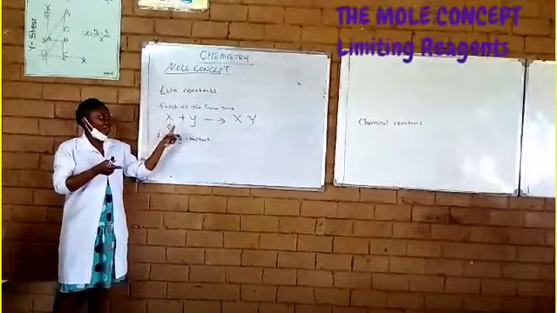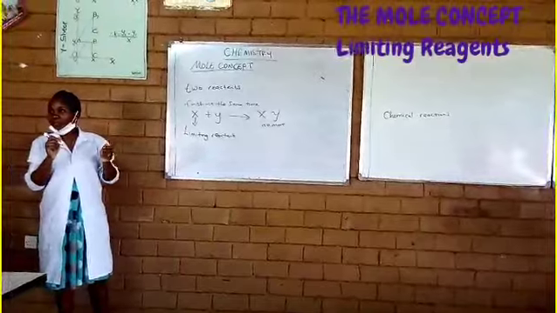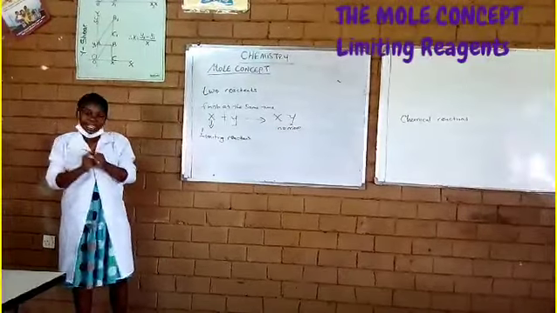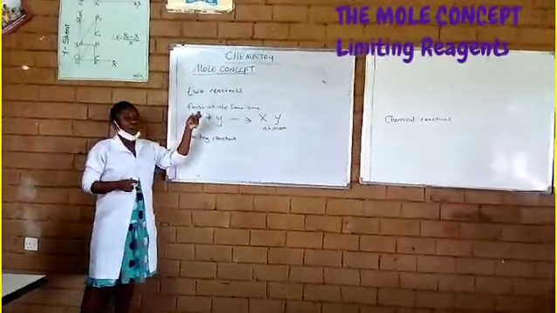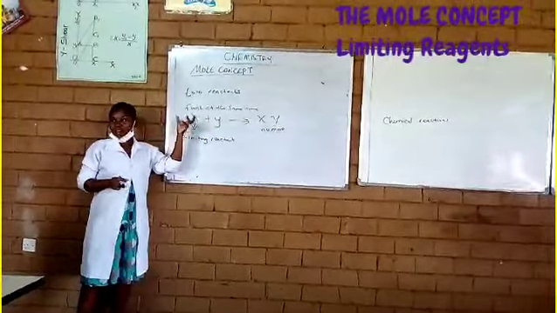Is that clear? And once the one reagent finishes, it will simply also mean that we are not going to have more products. No more products will be formed in this reaction. Is that clear? Then, the other one that remains unreacted after the limiting reactant has finished, it is simply what we call the reactant in excess.